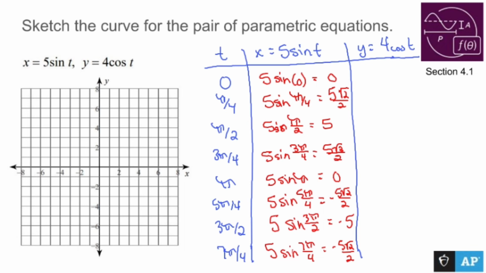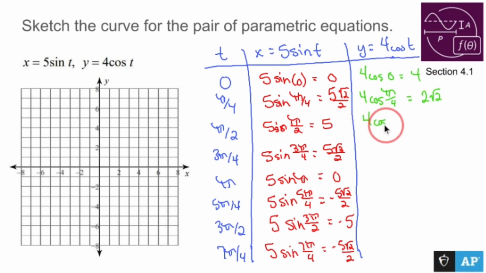All right, fun. Now let's do the cosines. Let's do the y values. You get 4 cos 0, which is 4 times 1, which is 4. 4 cos pi over 4. Cosine pi over 4 is root 2 over 2, so 4 times root 2 over 2 is 2 root 2, because things simplify out.